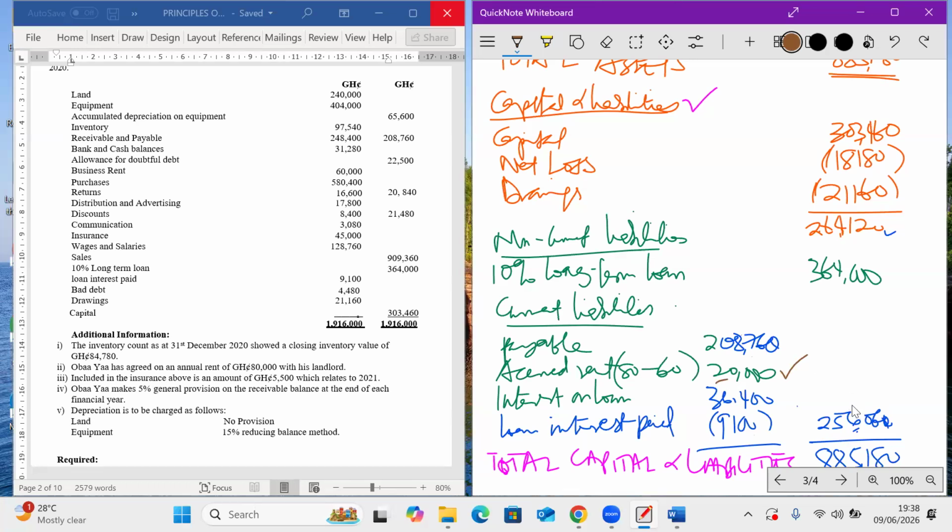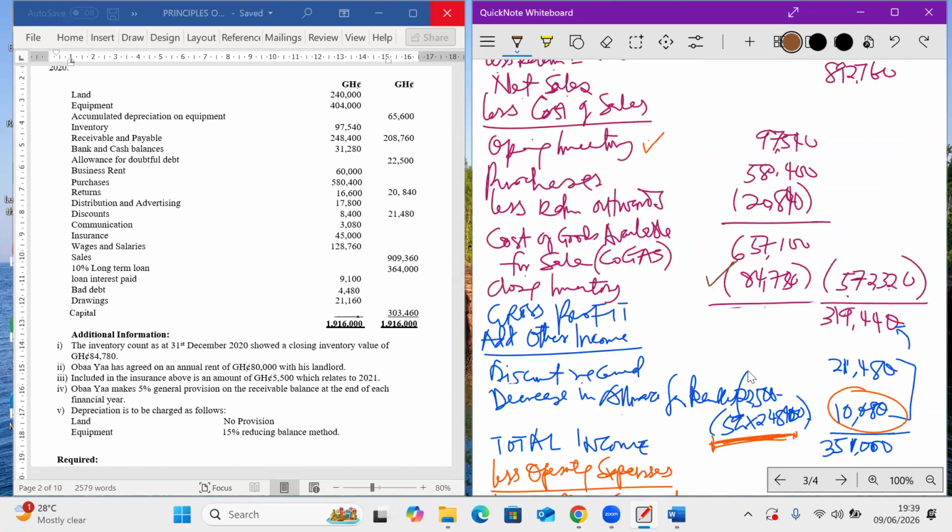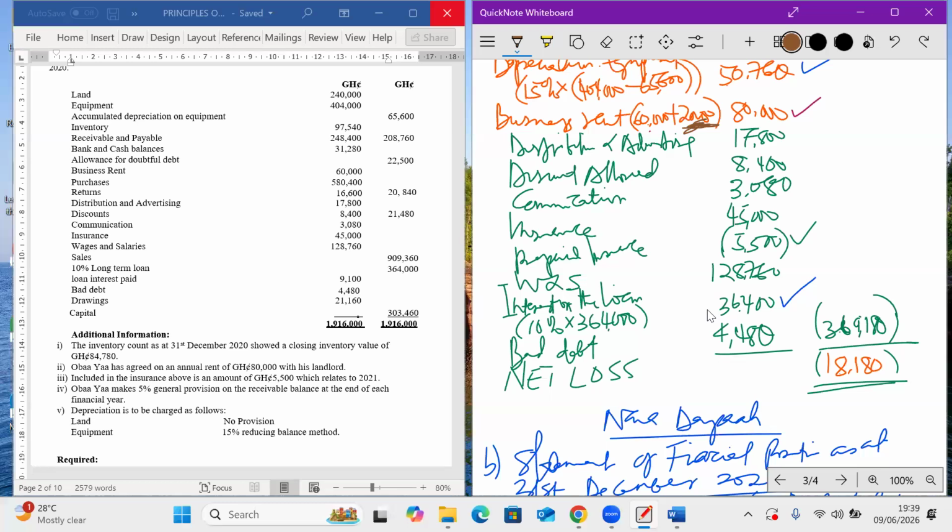Do we see it? Yes. Has it been treated twice? Yes. Even if you want the 80,000 itself, this is the 80,000. And in the P&L too, the 80,000 is there. This is 80,000 in the P&L. So it's still treated twice.